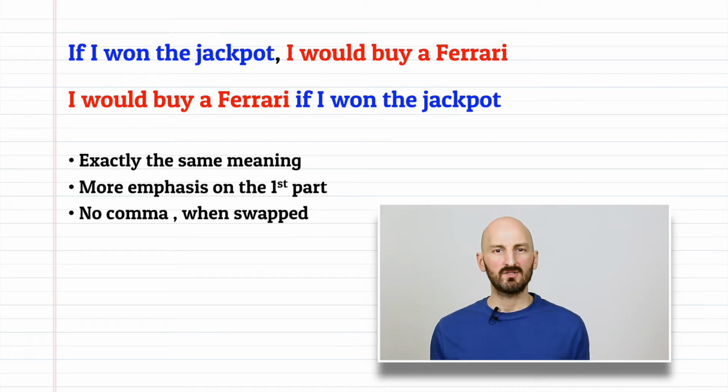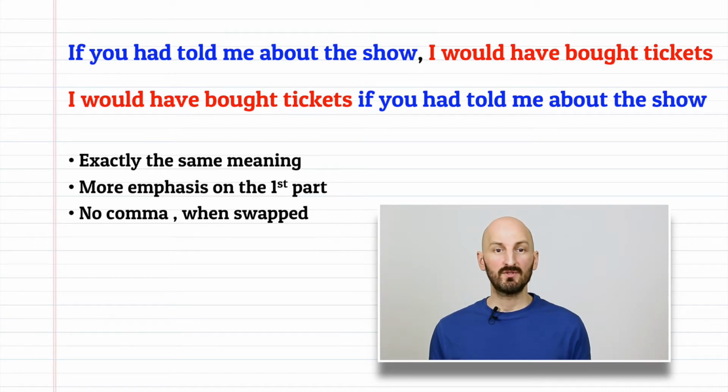If I won the jackpot, I would buy a Ferrari. I would buy a Ferrari if I won the jackpot. If you had told me about the show, I would have bought tickets. I would have bought tickets if you had told me about the show. The good news is the meaning in each case is exactly the same, but just remember to remove the comma when the if part is second.